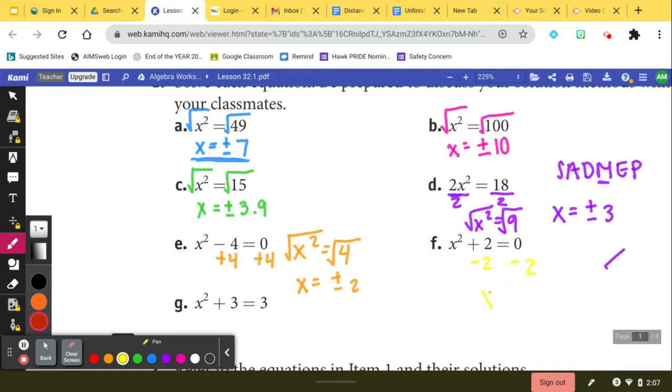So I would have x squared is equal to negative 2. Now, when we square root both sides to get x on its own, it's actually the case that I cannot square root a negative number. I get an imaginary number. So if I'm taking the square root of a negative number, I'm going to have no real solutions. And we'll get into what types of solutions that would be.